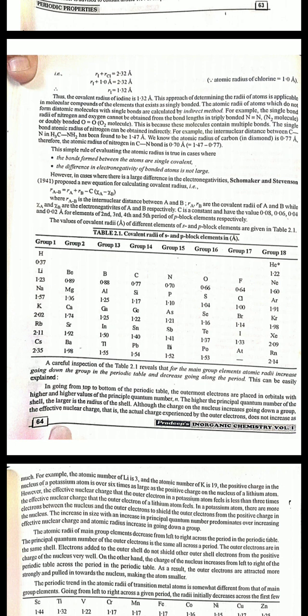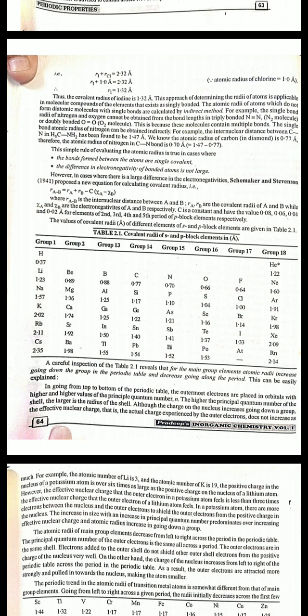For example, the internuclear distance between carbon and nitrogen in CH3NH2 has been found to be 1.47 angstrom. We know that the atomic radius of carbon in diamond is 0.77 angstrom. Therefore, the atomic radius of nitrogen in the carbon-nitrogen bond is 0.70 angstrom. This simple rule for evaluating the atomic radii is true in cases where the bonds formed between the atoms are singly covalent and the difference in electronegativity of the bonded atoms is not so large.